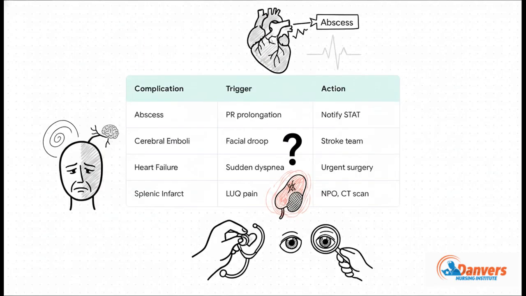Since infective endocarditis is never low acuity, you are the early warning system. You've got to constantly hunt for catastrophic complications. If you see a simple PR prolongation or a new heart block on an ECG, that can mean a perivalvular abscess is extending into the conduction system. That's a surgical emergency. Sudden facial droop, that's a cerebral emboli. Activate the stroke team right now. Sudden severe left upper quadrant pain, suspect a splenic infarct. You are the safety net.